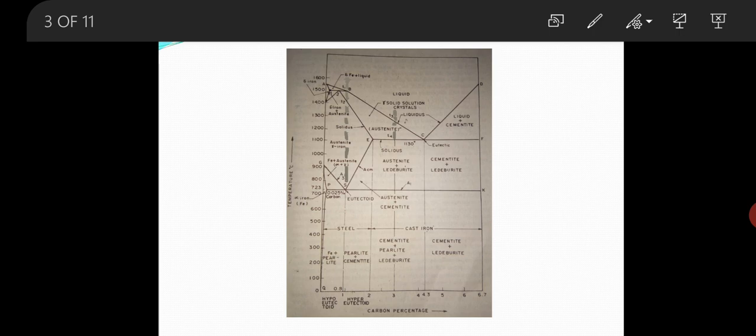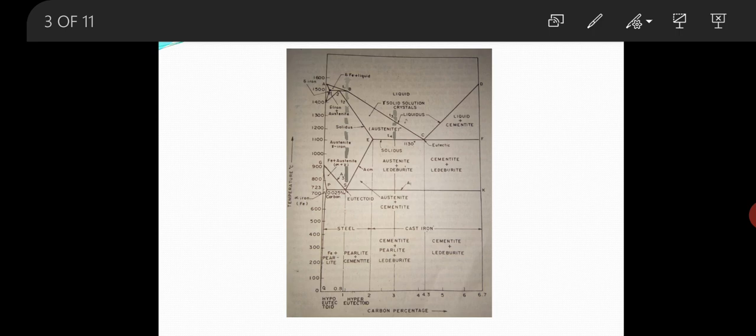Then you can explain that above ABCD the metal is liquid, the ABCD line is the liquidus line, and HJB is the peritectic line. So up from J, austenite starts forming. This line A, H, J, E, then C, then F, is known as the solidus line. A, H, J, E, C, F.